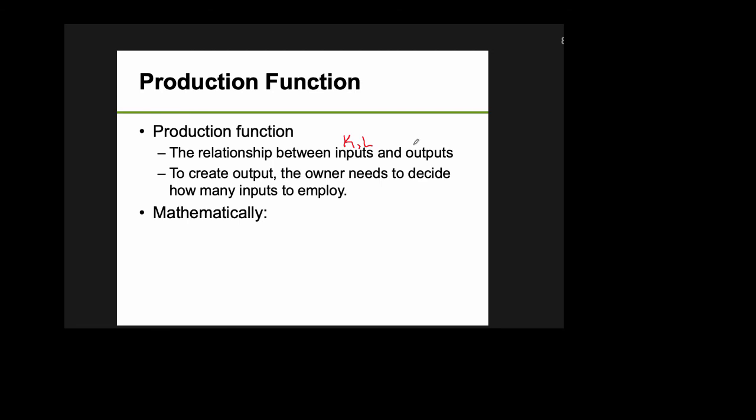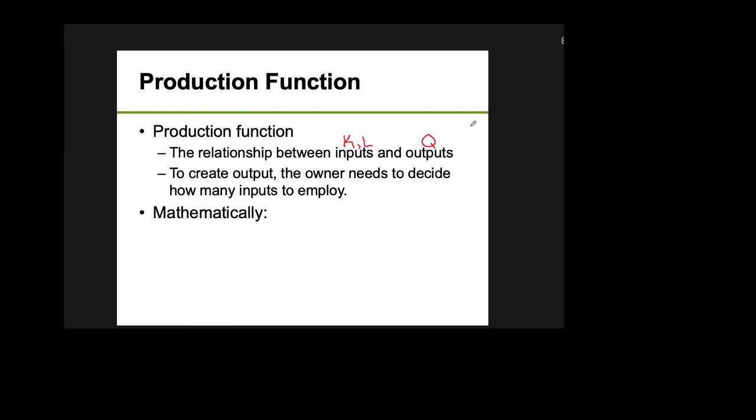So our inputs are capital and labor. We're going to use those 2 inputs to turn into output. And we'll just abbreviate output with the letter Q, just like quantity that we used in our demand and supply model. To create output, it's up to the firm owner or the entrepreneur or the manager to hire and employ the right amounts of those inputs.